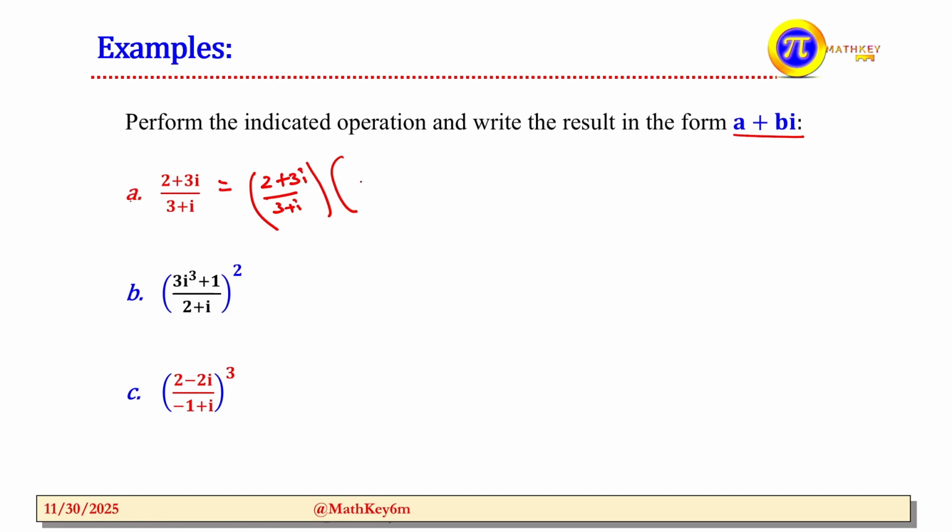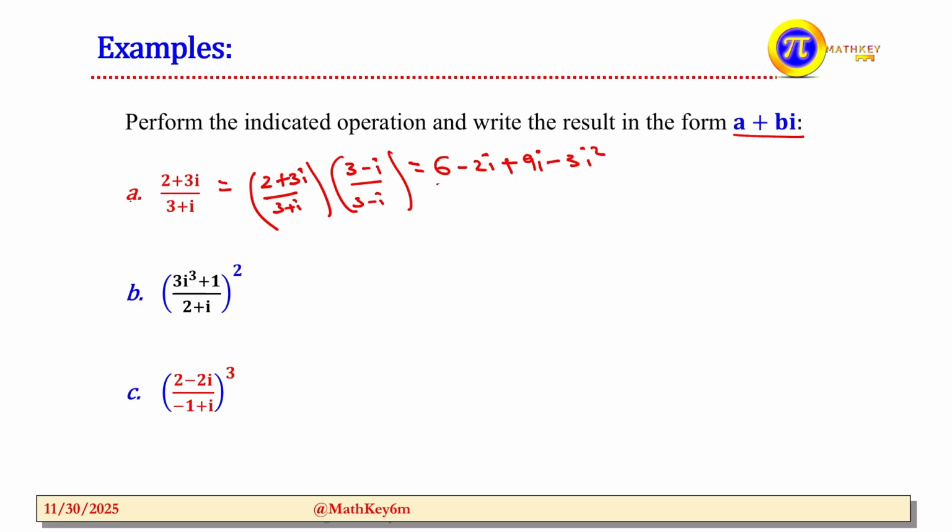The conjugate of the denominator. We say this is (3 minus i) over (3 minus i), since the conjugate is this one. After that, multiply. This means 2 times 3, that is 6. 2 times minus i, this is minus 2i, plus the next one, 3i times 3, that is 9i. And 3i times minus i, this is minus 3i squared.